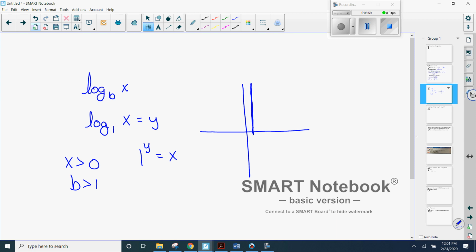I don't care what your y value is. X is always 1, and you get a vertical line that looks like that. And that really is not a function. A function says when you have a value for x, you should only have one value for y.